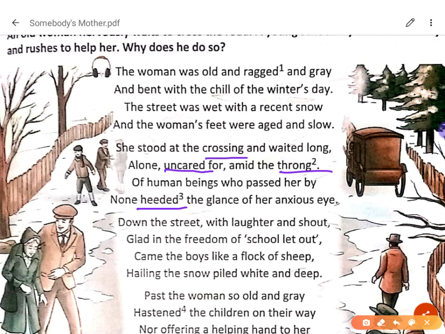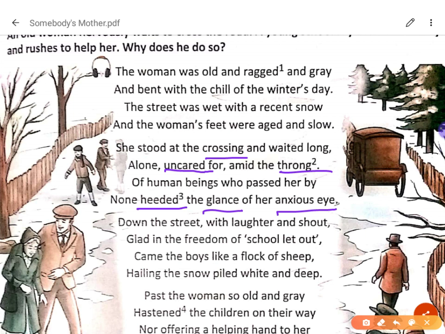Crossing is a point, a place जहाँ से आप मुड़ते हैं, right. Glance, एक look, एक झलक देखना. Anxious eyes मतलब पथरीली आँखों से. पथरीली आँखें नहीं, you can say an eye which is expecting help, right.